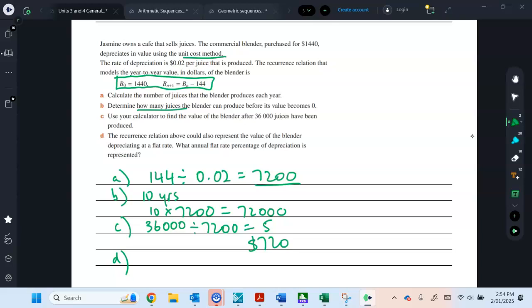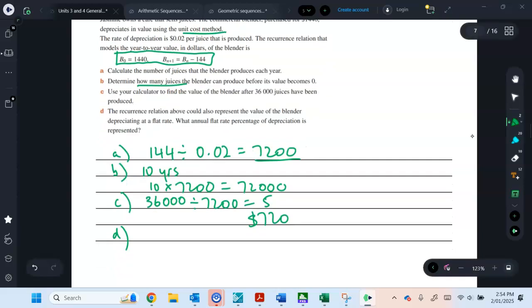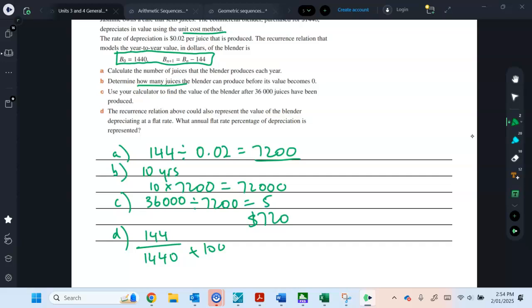The recurrence relation above could also represent the value of the blender depreciating at a flat rate. What annual rate? Well, it is doing it at a flat rate. So 144 divided by 1440 times 100. Sorry, does that look like a multiply? And that's just going to be 10%. All right, so it's going down by 10% each year.